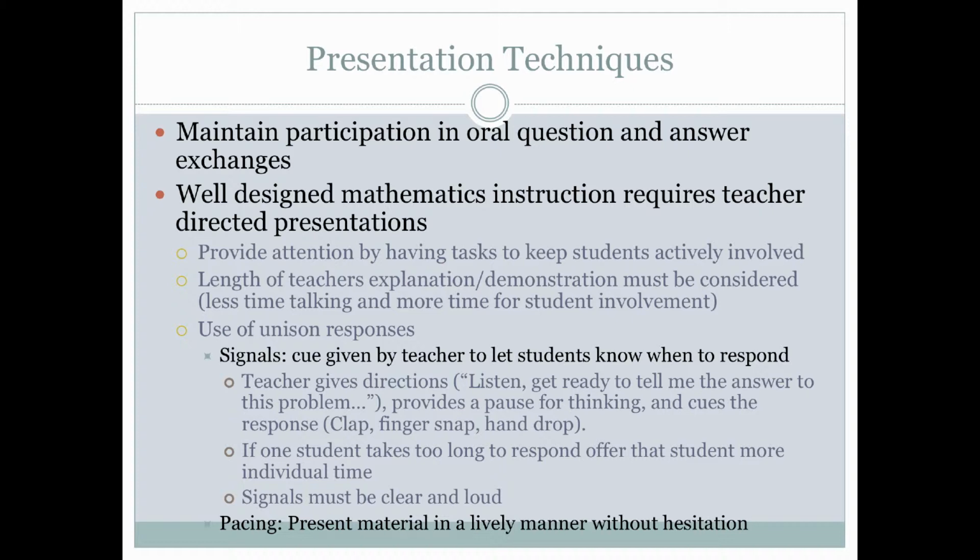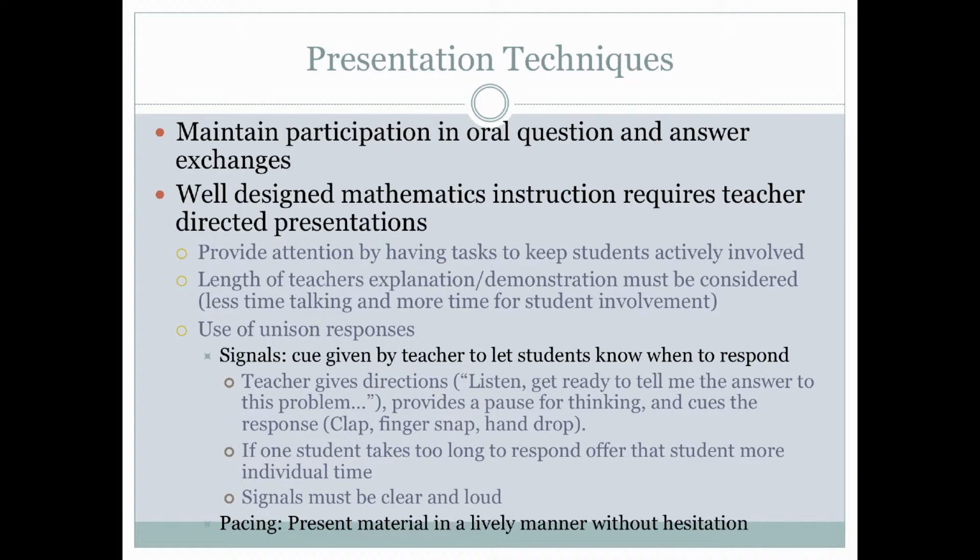Less time talking and more time for student involvement is really important. Like I said, we don't want it to be straight-out lecture based, but you can get students engaged if you utilize unison response with signals. So signals and cueing allow teachers to know exactly when students need to respond. It also gives teachers the opportunity to assess.